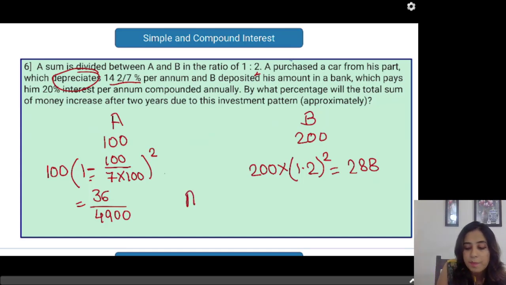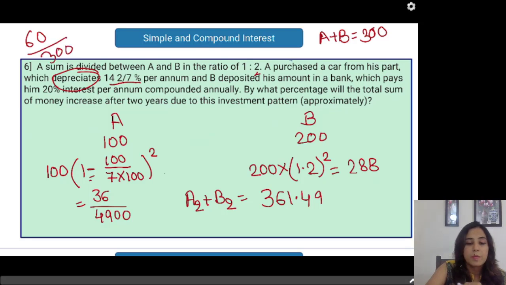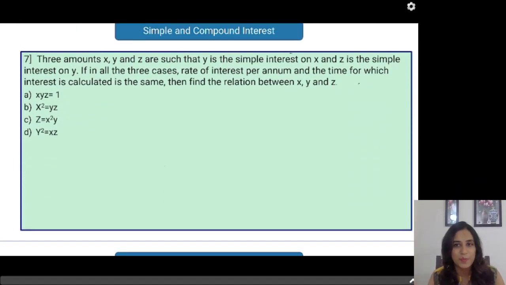So when I add A after 2 years and B's value after 2 years, I get 361.49 rupees. So this is the sum of A and B after 2 years. Now we started off with 300. So A plus B is equal to 300. And the growth is 60 divided by 300, which comes out as 20%. So approximately the money has grown from 300 to 361, which is a 20% growth. So that is what the question is asking. I hope you guys have understood this problem. Let us get to the next problem.